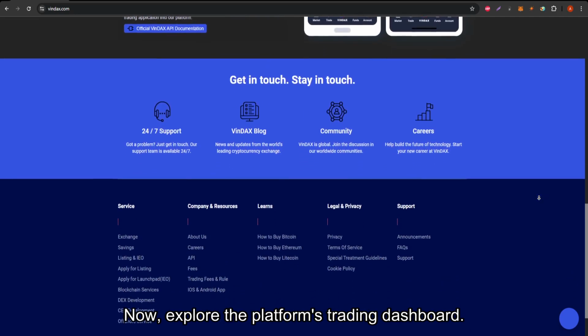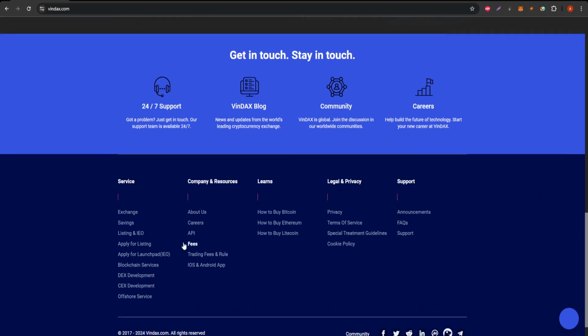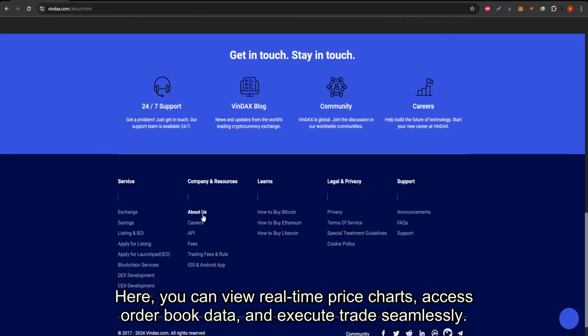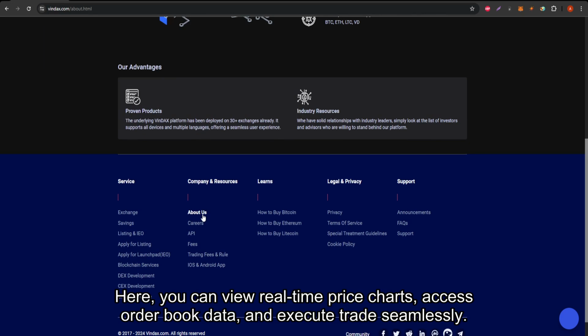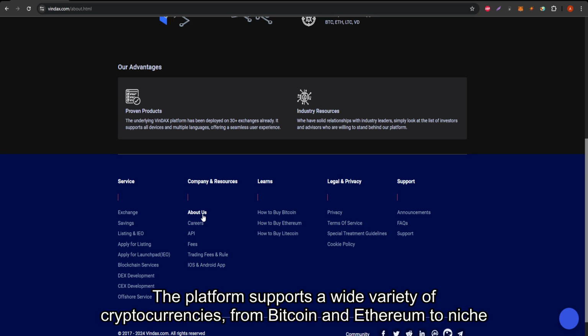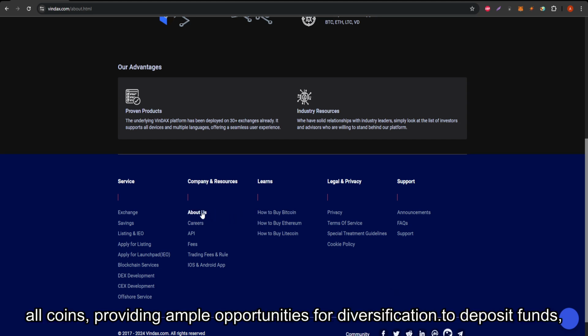Now, explore the platform's trading dashboard. Here, you can view real-time price charts, access order book data, and execute trades seamlessly. The platform supports a wide variety of cryptocurrencies, from Bitcoin and Ethereum to niche altcoins, providing ample opportunities for diversification.